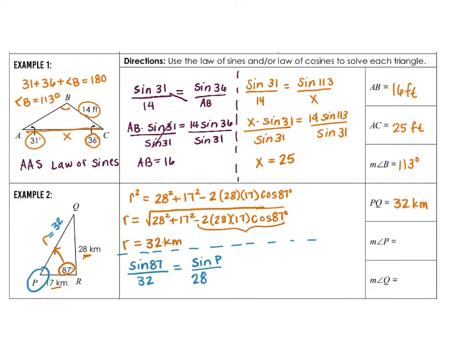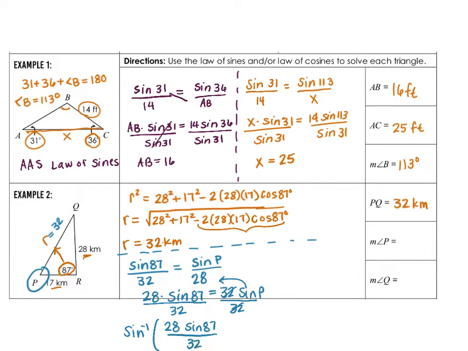And again, you're going to do your cross multiplying. And so here you're going to have 28 times sine of 87. That's going to be equal to 32 times sine of P. We are going to divide both sides by 32. And now we've got to solve for angle P. And this is where we did our inverse function. So we're going to have to move sine all the way over here. And when you write this or type it in your calculator, it is the inverse sine of all of this other side. So make sure everything gets typed in the calculators correctly. That's going to give you the value for angle P.